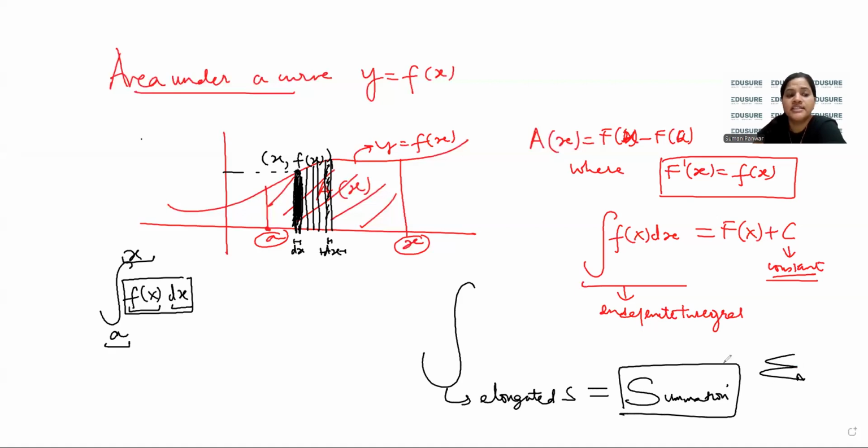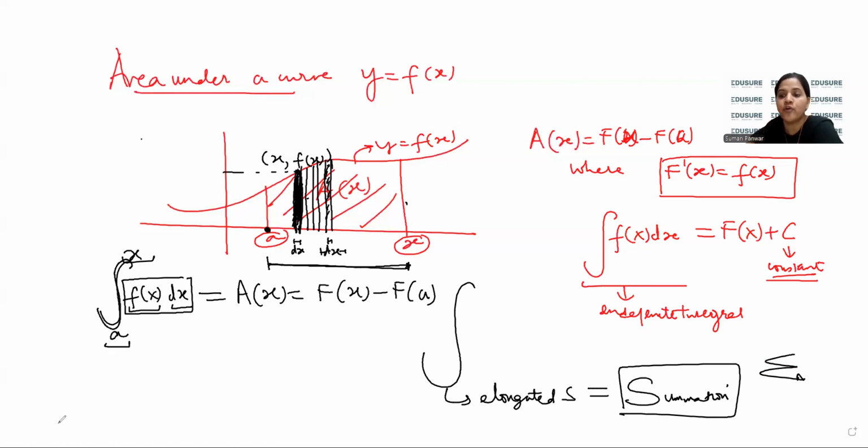We use this sign. It means that my x is varying from a till this point. I'm taking these rectangular strips and adding these areas. So when I add these areas, I will get this definite integral. And therefore, this is nothing but A(x), which is F(x) minus F(a). So this is the definition of a definite integral.